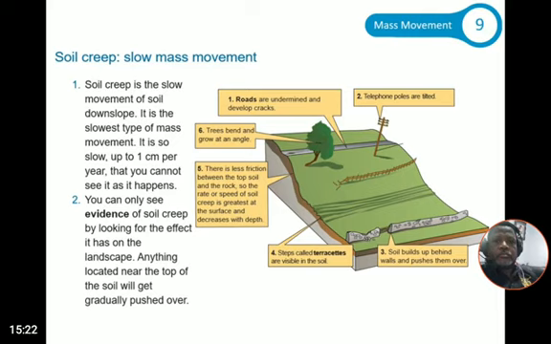Then a new term that we have is called terracettes, and they look like actual steps or lines and lines. I kind of call them lines and wrinkles that you see on the soil and on the surface. We see that the trees can bend, and as a result they grow at an angle. So as I said, you can only see the evidence of soil creep on the surface.